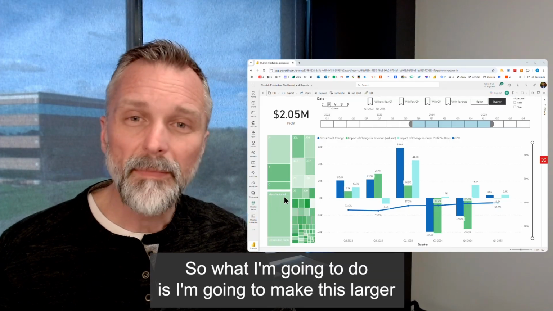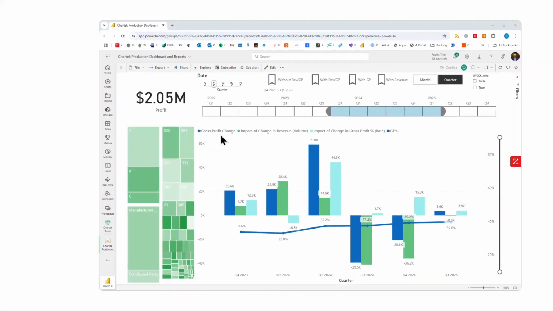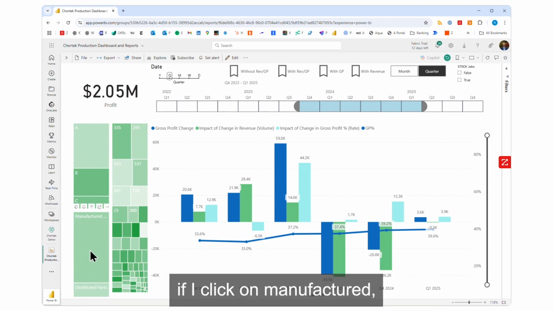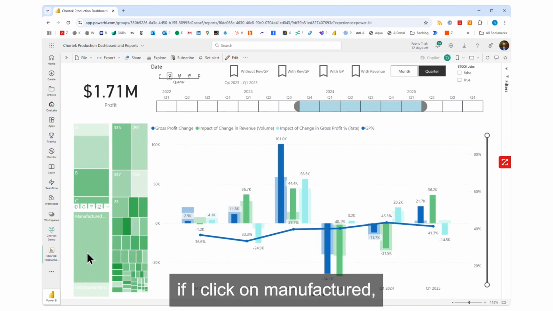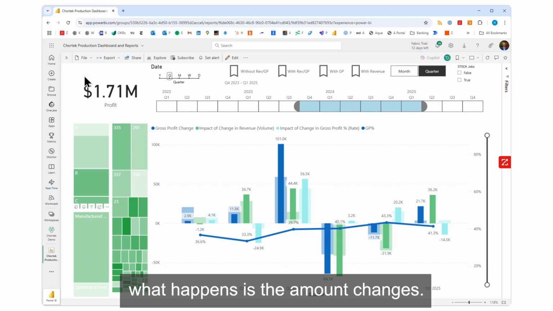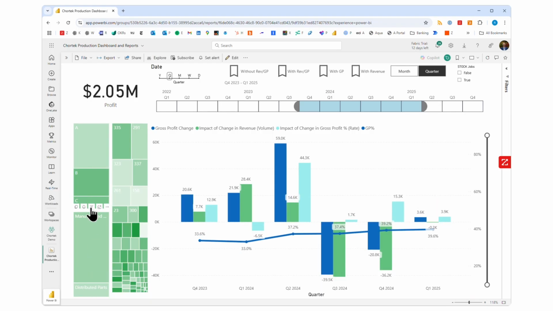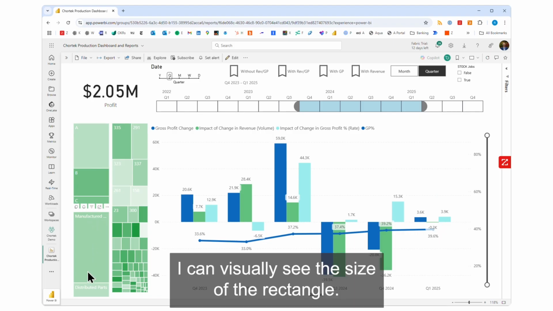So what I'm going to do is make this larger, and I'm going to start clicking on things. To begin, if I click on manufactured, what happens is the amount changes. So I'm looking at 1.7 million of the 2. I can visually see the size of the rectangle.